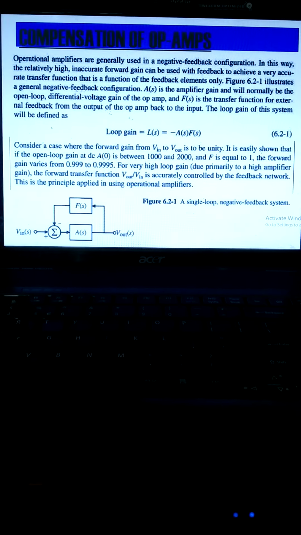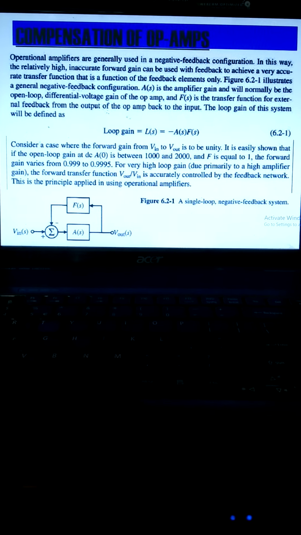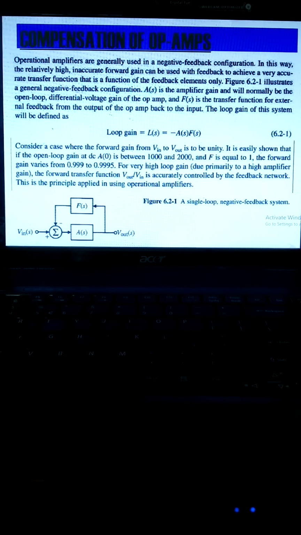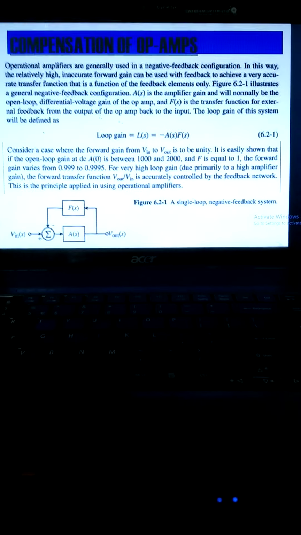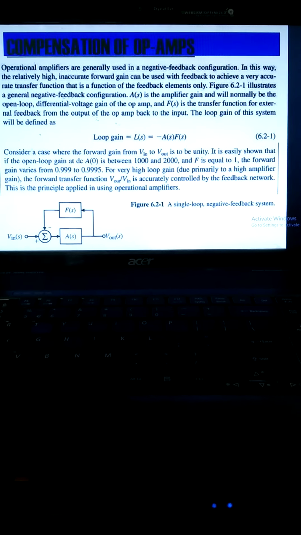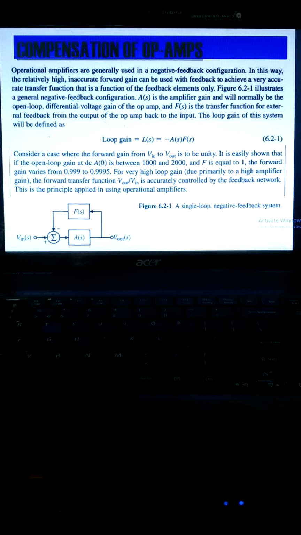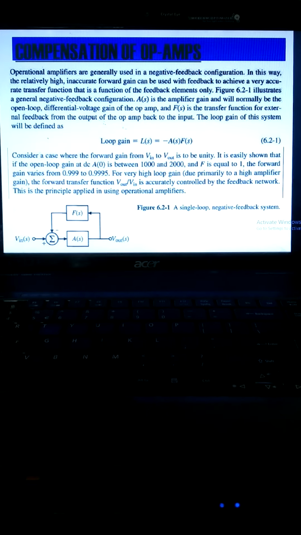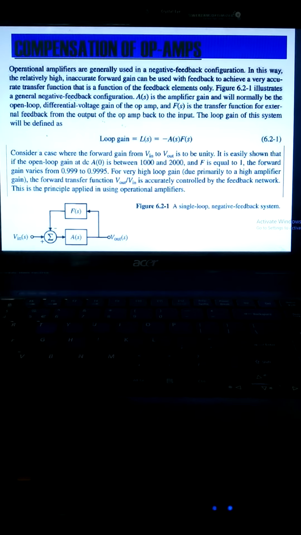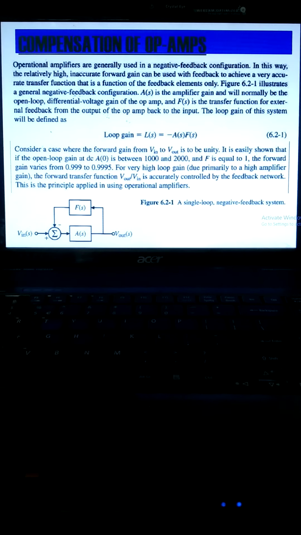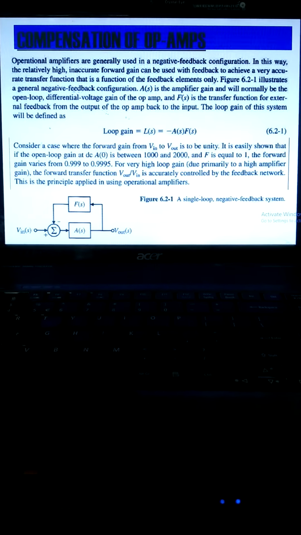So dear students, the last topic we are completing is the design of the op-amp. Now we start on how to compensate an op-amp. So what is meant by compensation? Basically, whenever an op-amp is used, it is used in negative feedback. Why negative feedback? Because we know that there are two types of feedback.